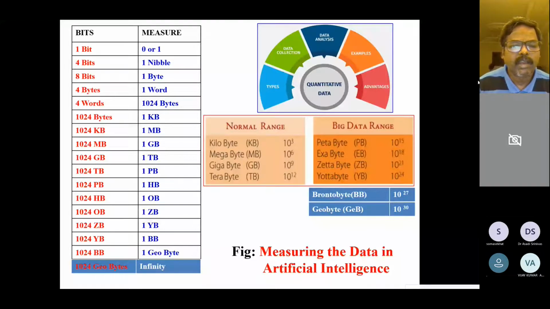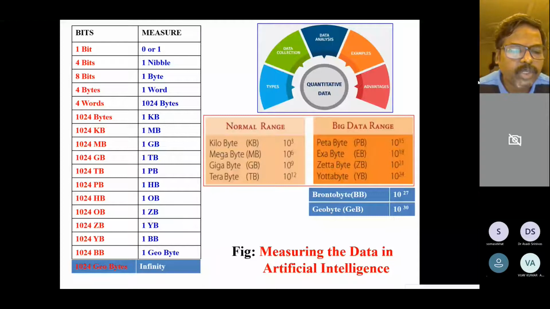Hi, I am Robo. My speed is 1 terabyte and my memory is 1 zettabyte. Last night I searched whether there is any more terminology. Yes, there are 2 more terminologies presented. 1024 yottabytes is equal to 1 brontobyte. 1024 brontobytes is equal to 1 geobyte.